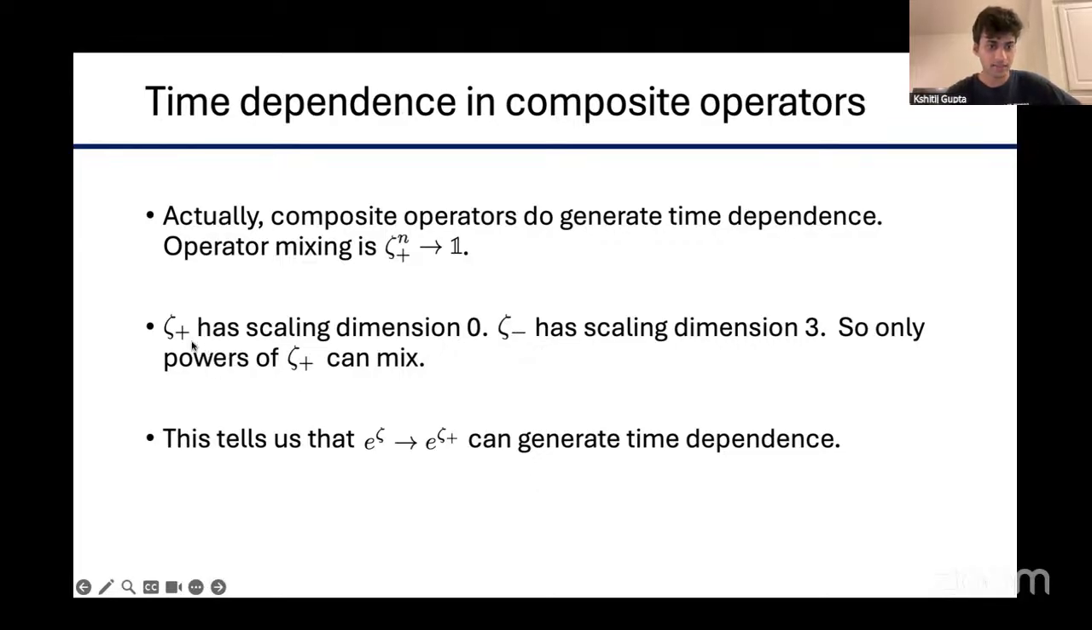This is because zeta plus has scaling dimension 0. So powers of zeta plus can mix. Zeta minus had scaling dimension 3, so that could not mix, but any nth power of zeta plus can mix with itself and with the identity. So this also tells us that e to the zeta plus can generate time dependence in general.